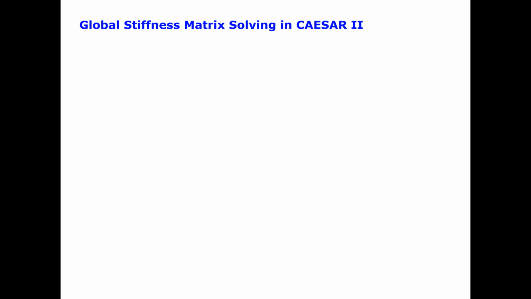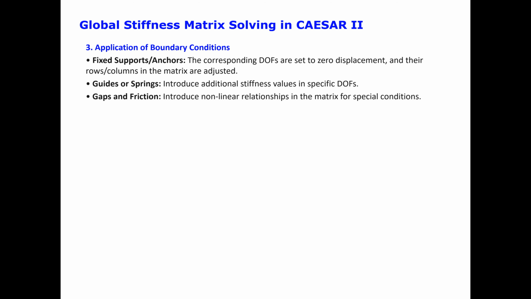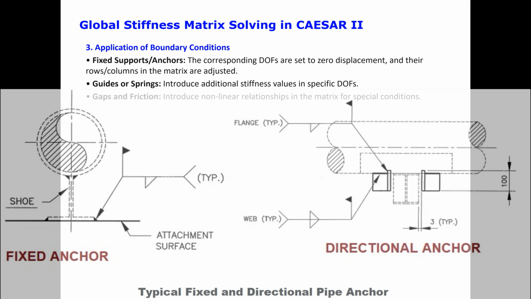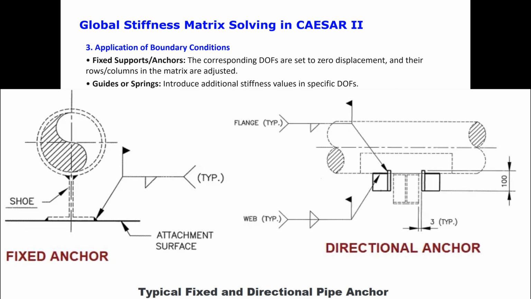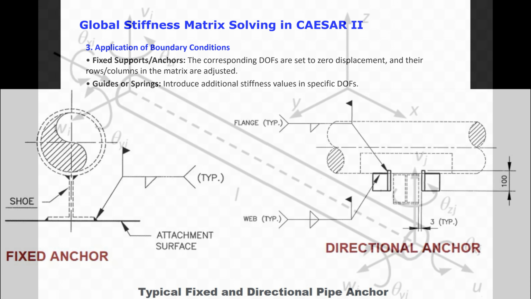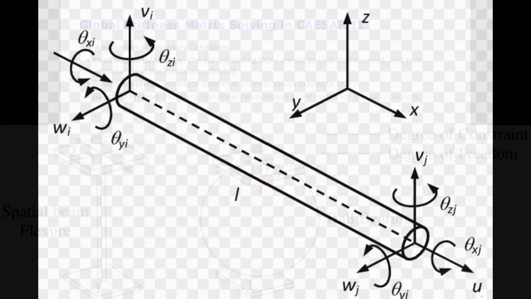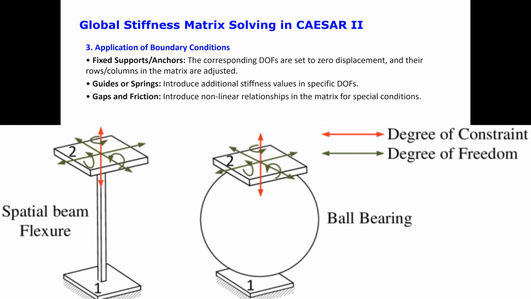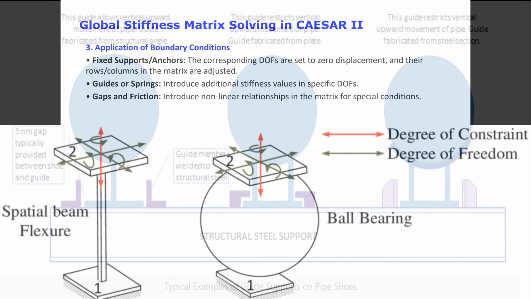Global stiffness matrix solving in Caesar. So, application of boundary conditions. Boundary conditions like supports, anchors and restraints are considered by modifying the global stiffness matrix. For fixed supports and anchors, the corresponding degrees of freedom are set to zero displacement, because fixed support and anchor support means there is no displacement, no moment. So the displacement will be zero, and their rows and columns in the matrix are adjusted, meaning deleted, based on the degree of freedom.